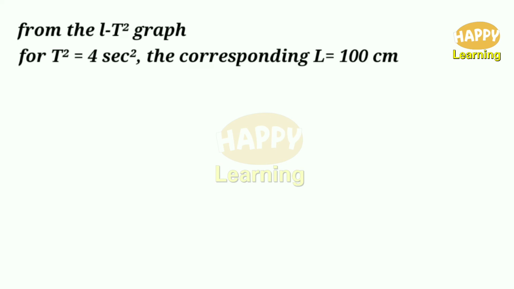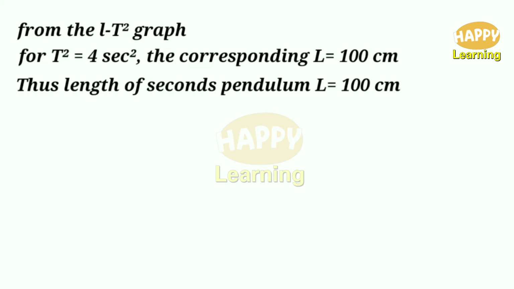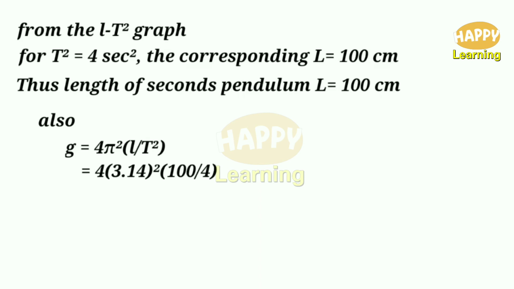Now from the L-T square graph, for T square equal to 4 second square, the corresponding L value is 100 centimeter. Thus length of seconds pendulum is equal to 100 centimeter. Also g equal to 4 pi square L by T square. That is equal to 4 into 3.14 whole square into 100 by 4. That is equal to 4 into 9.86 into 25. That is equal to 986 centimeter per second square.